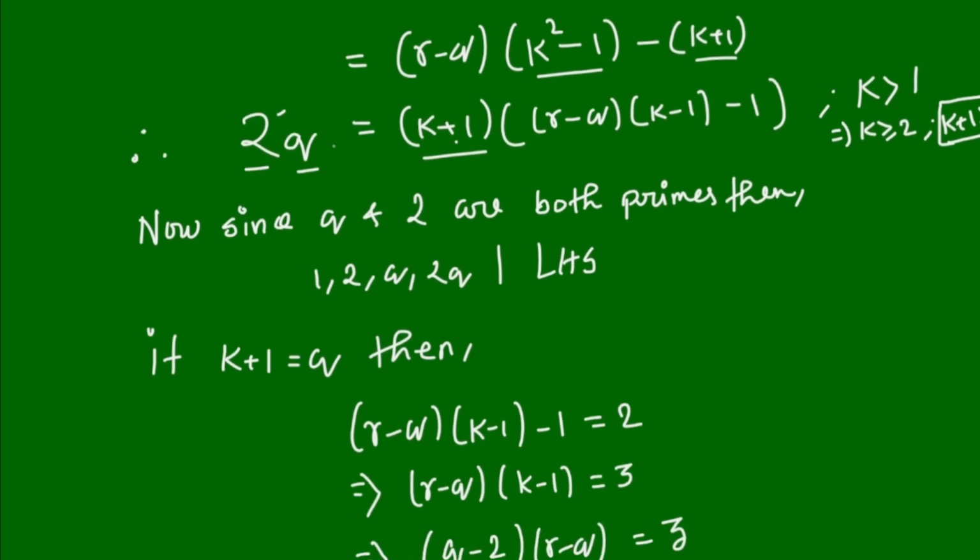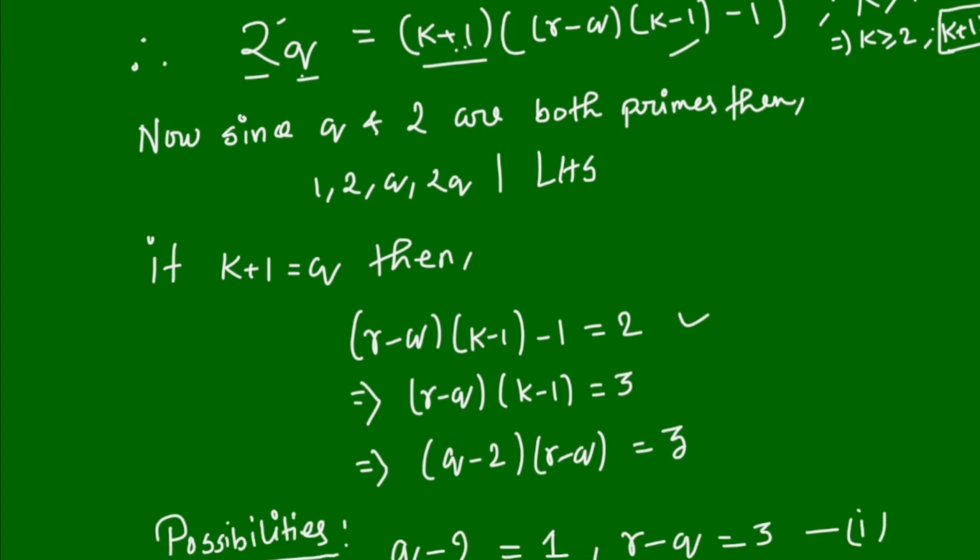So if k plus 1 is equal to q and the rest of the term is equal to 2, because the left hand side can also be factorized as 2 into q. 1 into 2q is absolutely not possible, because if you put k plus 1 equals to 2q, then this term cannot be equal to 1. Okay. So in that case, you simply have k plus 1 equals to q, cancel the q's off, and you simply get this equation from this equation.